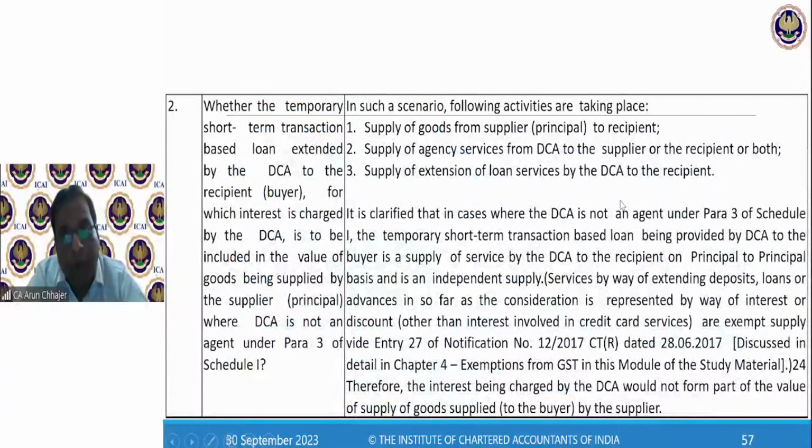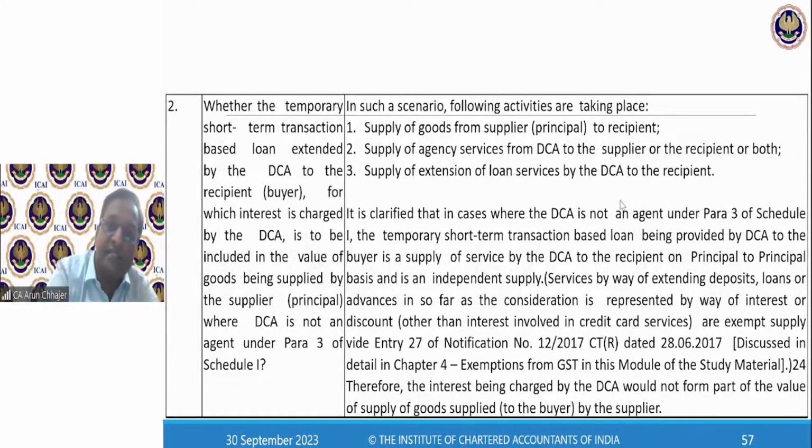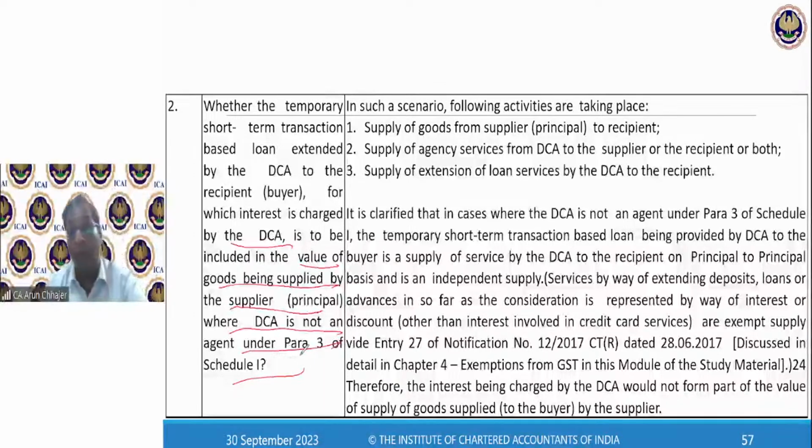Now, second important point: whether the temporary short-term transaction-based loan, which is extended by the DCA to the buyer, for which interest is being charged by the DCA, is to be included in the value of the goods being supplied by the supplier where the DCA is not an agent. Very important question. Let me repeat once again.